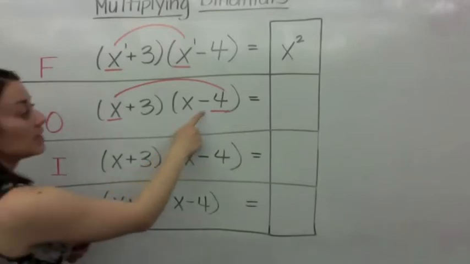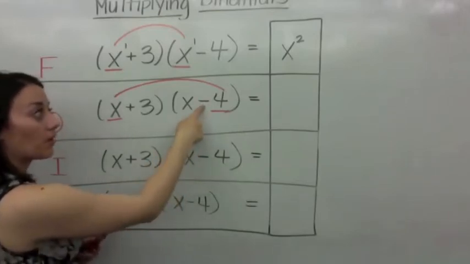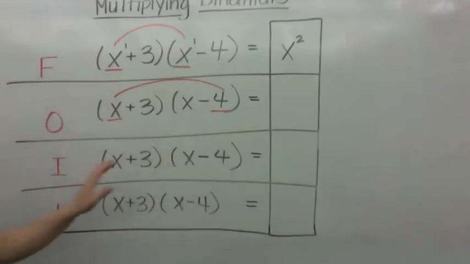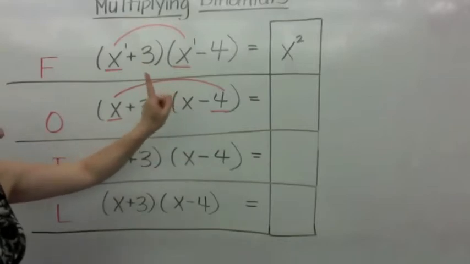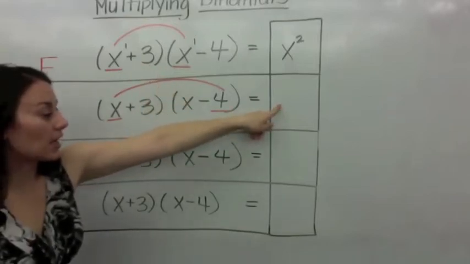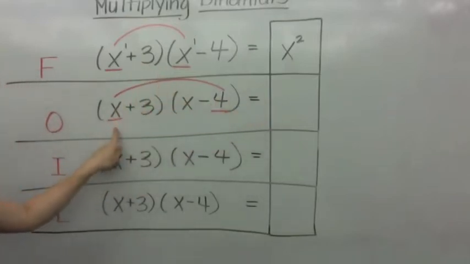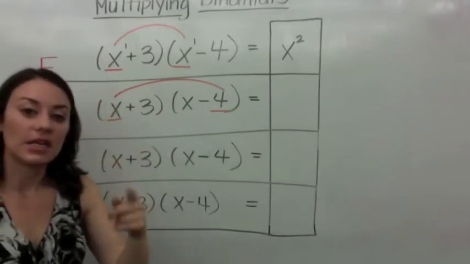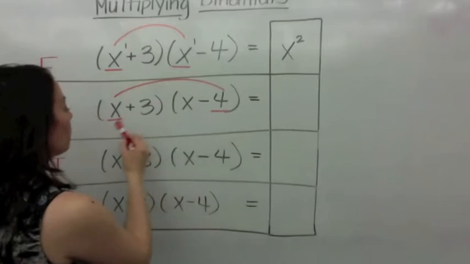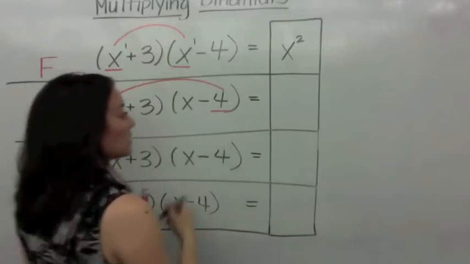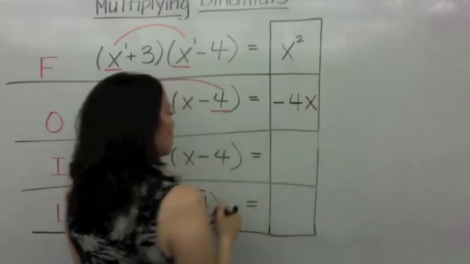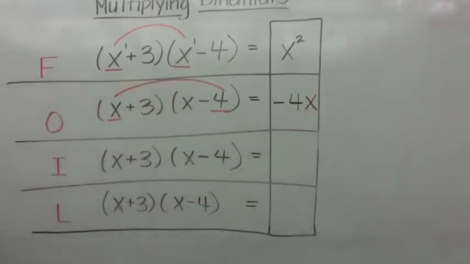Okay, now, is this going to be a positive 4 or negative 4? It's negative 4. So when you see a negative and there is one negative, it's going to make the answer negative. A negative 4 times x, right? Remember, negative times positive is negative. So negative 4 and x make what? It makes negative 4x. Very good.